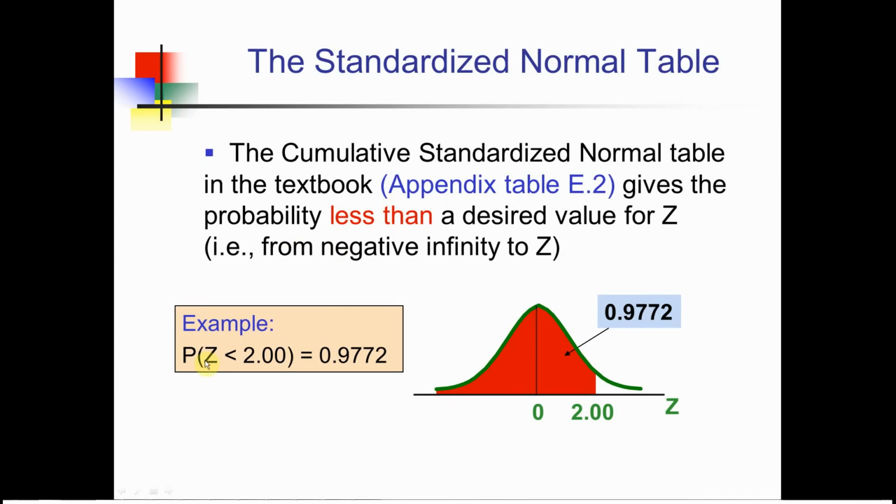Let's just say we want to find out, for the standard normal distribution, mean 0, standard deviation 1, the probability that Z is less than 2. In other words, how often are we less than 2 standard deviations above the mean? And we see that that's going to be 0.9772, or about 97.72%. Again, that's the empirical rule. How would we figure that out?